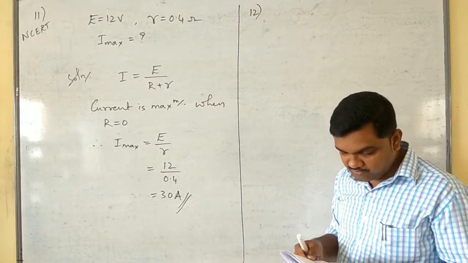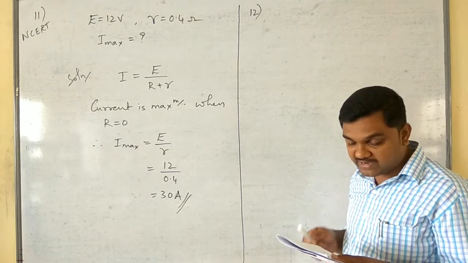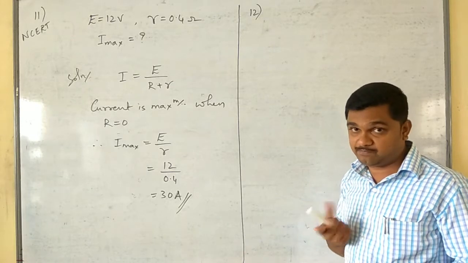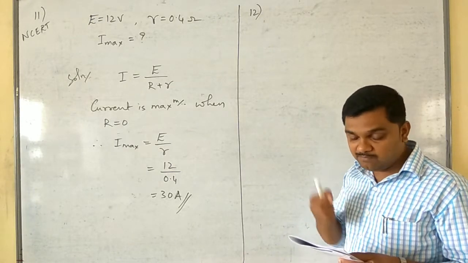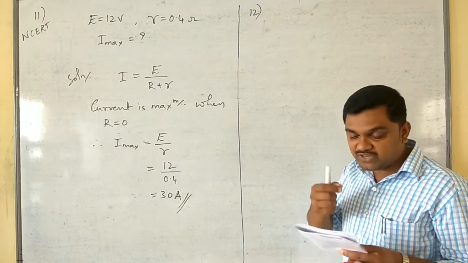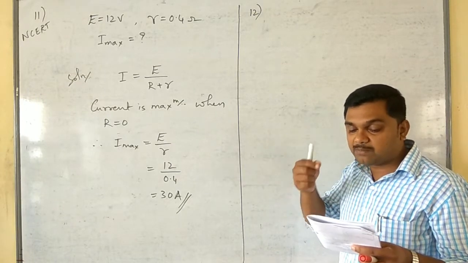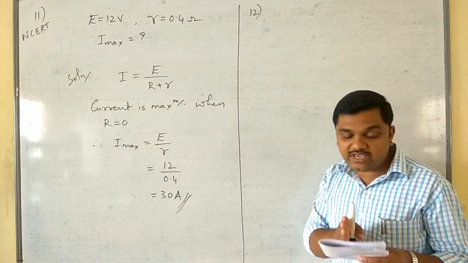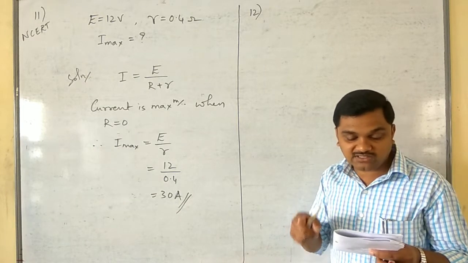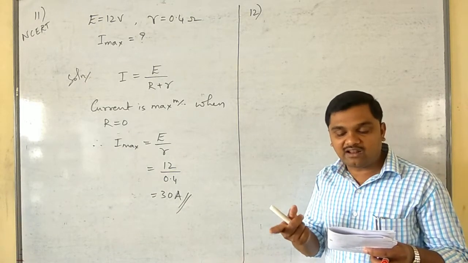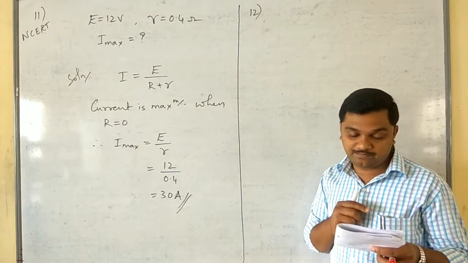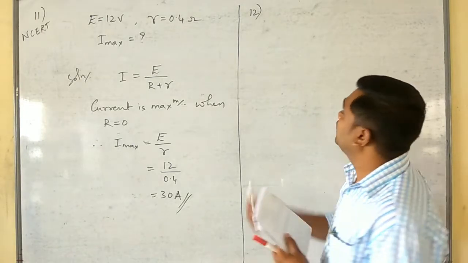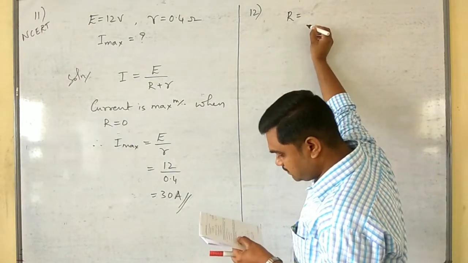Question number 12. A wire of 10 ohm resistance is gradually stretched to double its original length. Please understand carefully. It is then cut into two equal parts. These parts are then connected in parallel across a 2 volt battery. Calculate the current drawn from the battery. Here the wire has resistance 10 ohm.